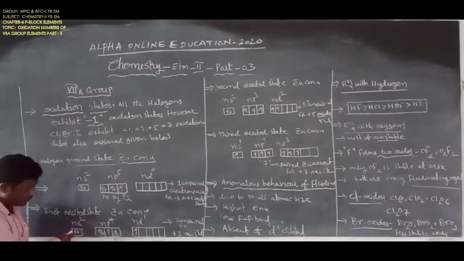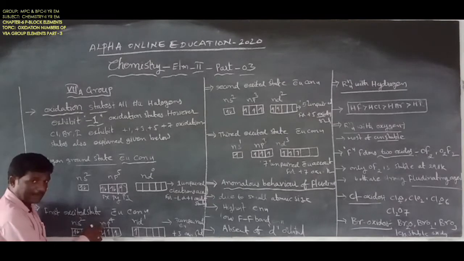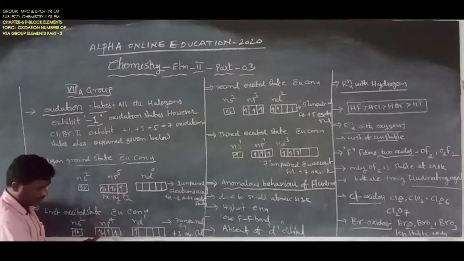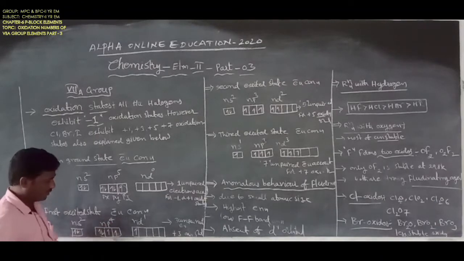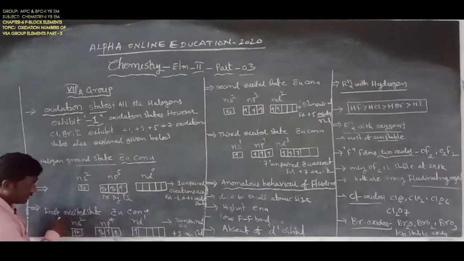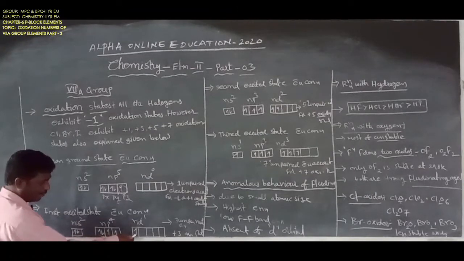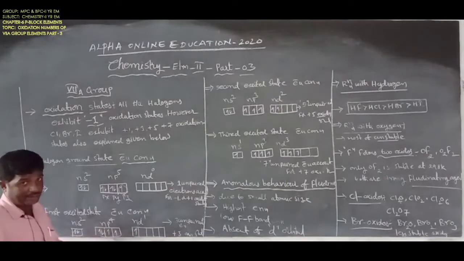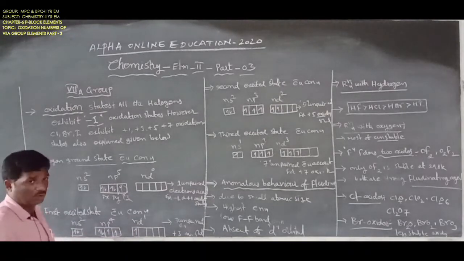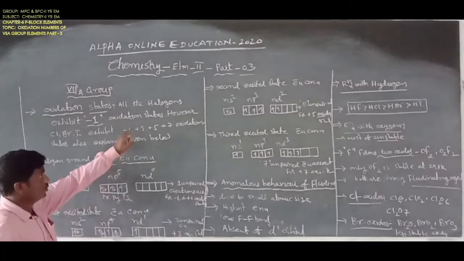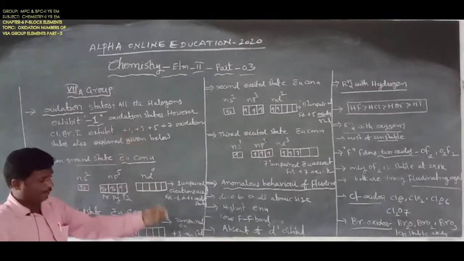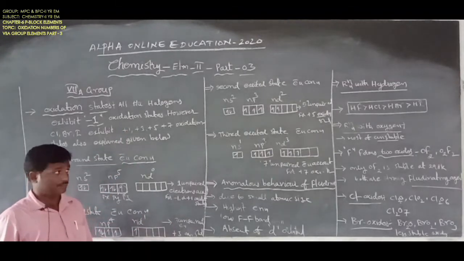The ns orbital has only 2 electrons and np has 4 electrons, then nd1. So the first excited state electron configuration has 3 unpaired electrons: 1, 2, 3. These 3 are unpaired, or lone pair, electrons. So those elements have the +3 oxidation state.